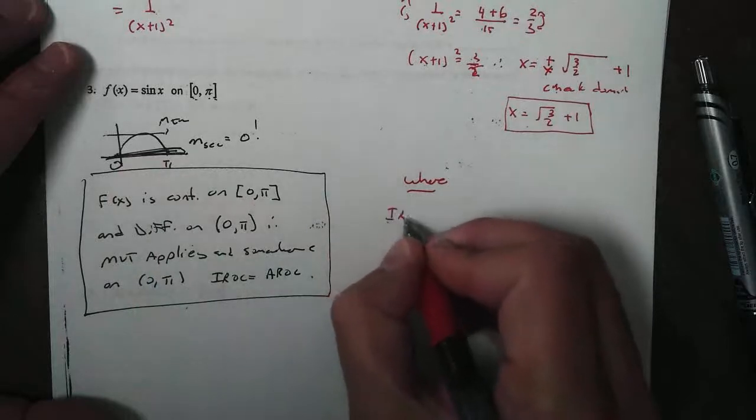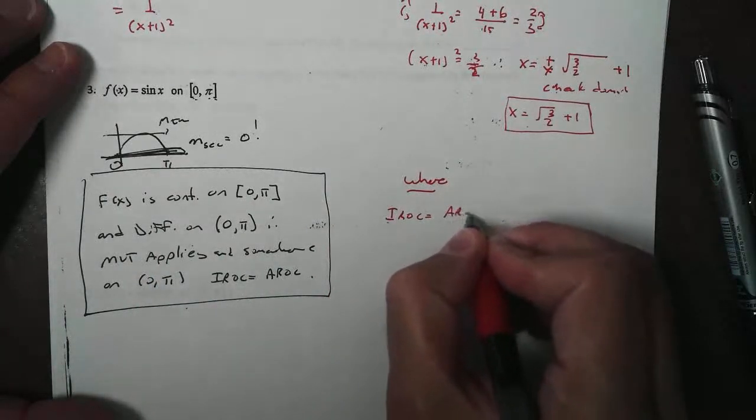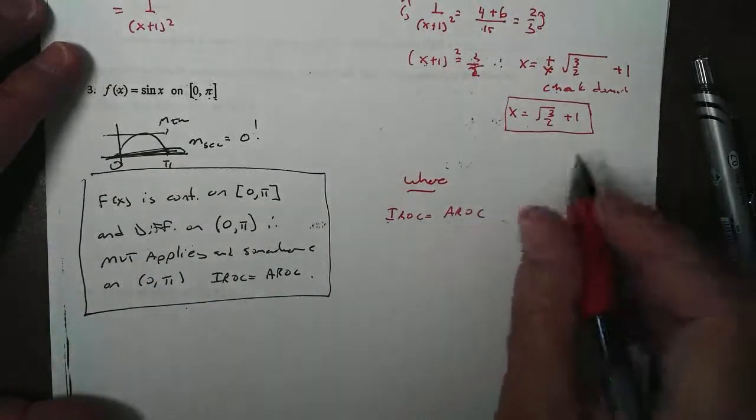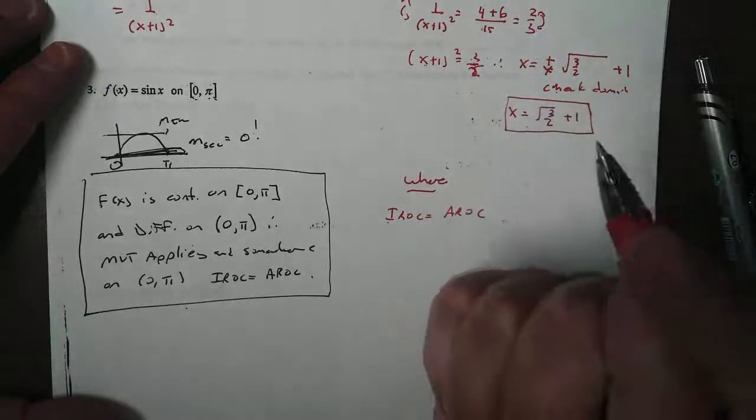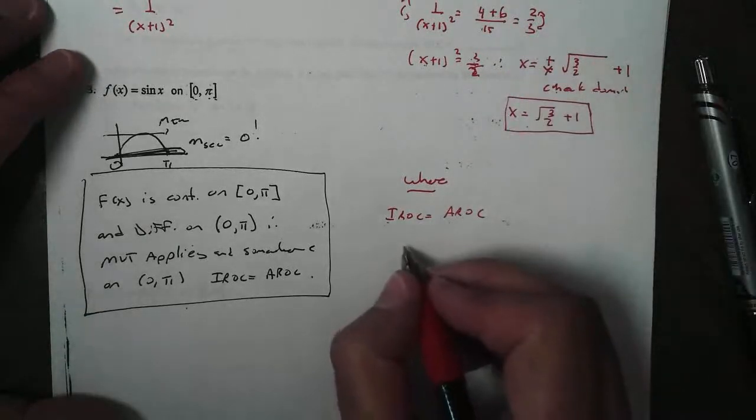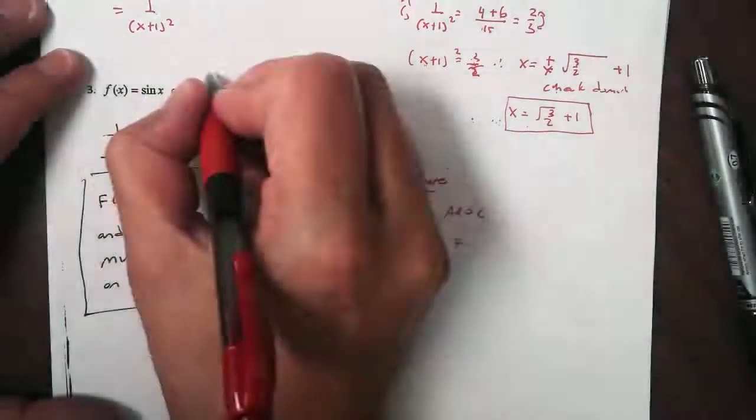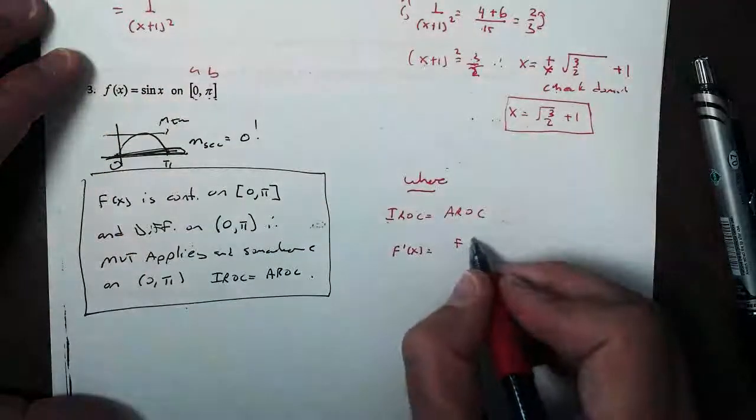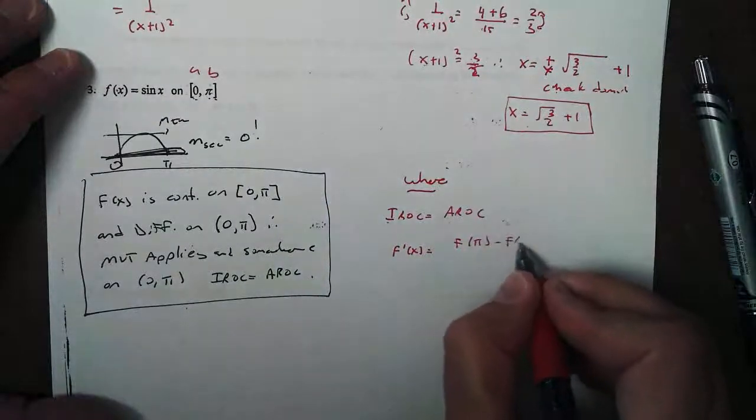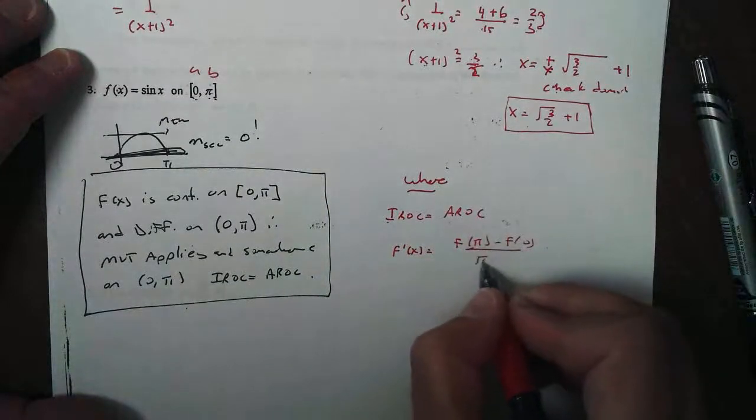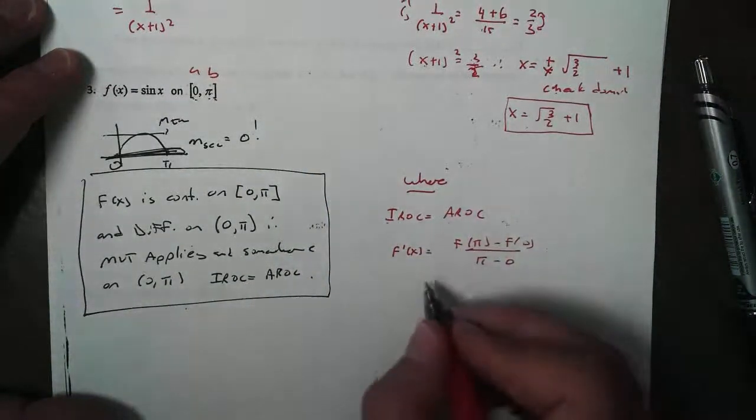To find out where, we want I rock to equal A rock. If you can master this, you rock. I'm pointing at you. So I rock is just my derivative. A rock is my f of b minus f of a, so f of pi minus f of 0 all over pi minus 0. And I'm going to do a little bit of work.